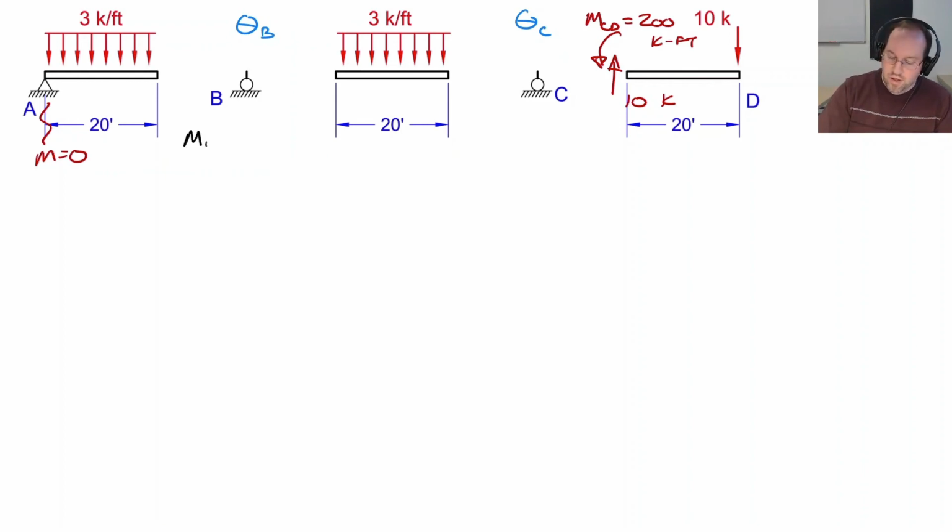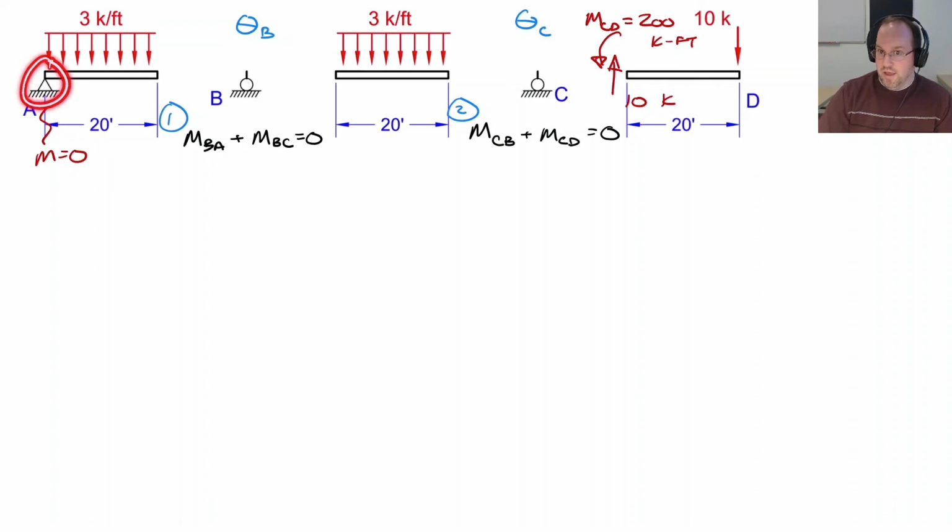So once again, I'll have MBA plus MBC equal to 0, and also MCB plus MCD equal to 0. Those are going to be the two equations that I'll have to solve. We'll note that I don't actually need to solve for my rotation at A because there's no moment at A. And I also won't need to solve for my rotation and displacement at D because we don't need slope deflection equations for cantilevers. So here, let's do a moment MBA.